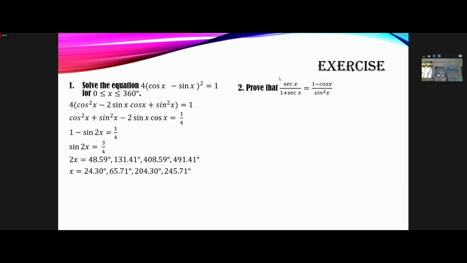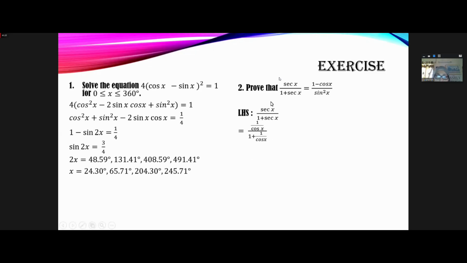I will just show how I prove it, and Joshua can also prove it, but with a different method from mine, still correct. There is more than one method for this one. I start from the left hand side, which is secant x over 1 plus secant x. You can also start from your right hand side, no problem. And there's another way I will explain later.